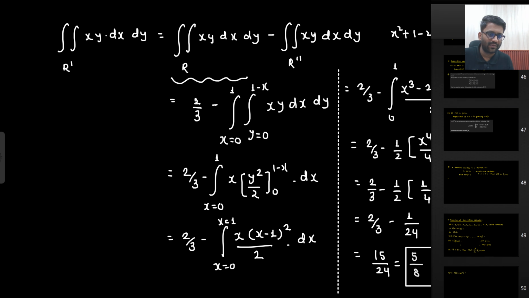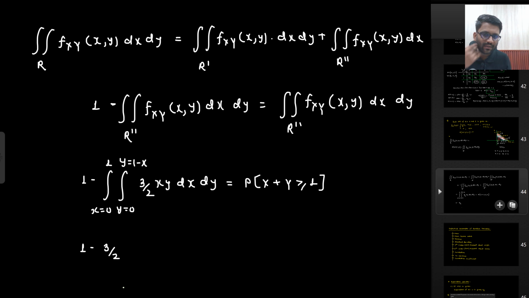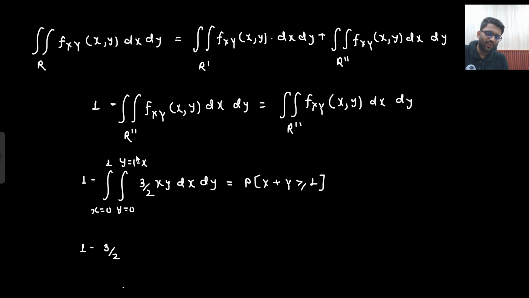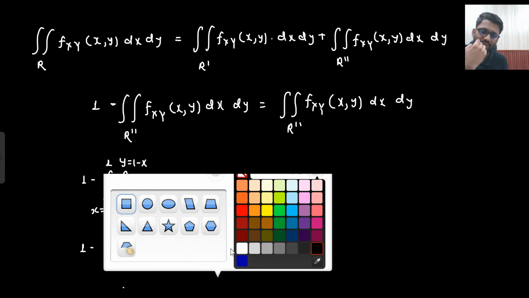Yeah, so I can go to this slide. 3 by 2 is constant, with limits 0 to 1 minus x, 0 to 1. This is giving me 1 by 24. So you can see that the answer would be 1 minus 1 by 16, which is equal to 15 by 16. So this will be the answer.